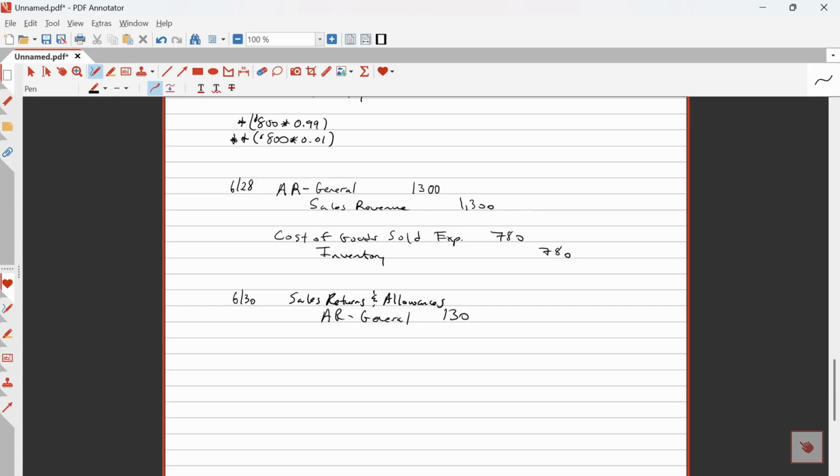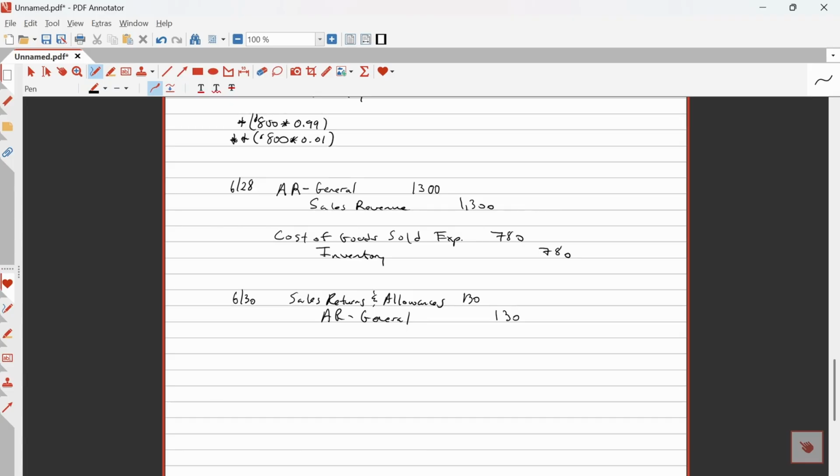Debiting this contra account to sales revenue has the effect of reducing net sales revenue. Because net sales revenue is the balance in sales revenue minus the balance in sales returns and allowances, minus the balance in sales discounts. So debiting sales returns and allowances makes the sales returns and allowances balance go up, which makes net sales revenue go down. So that undoes $130 of this journal entry.